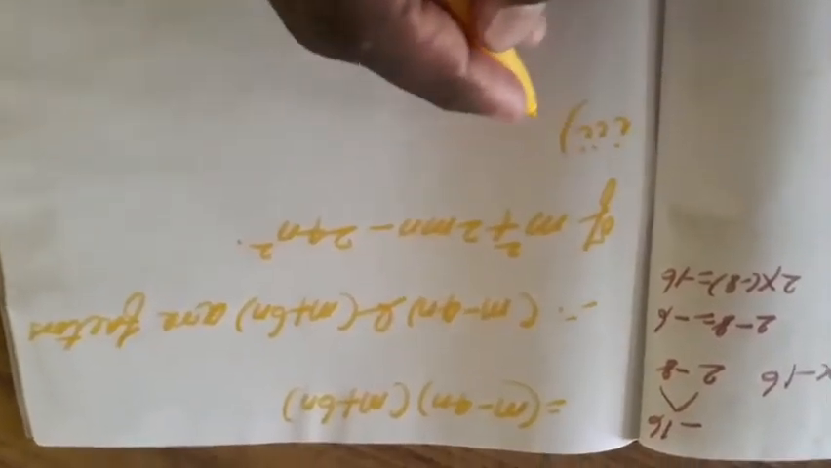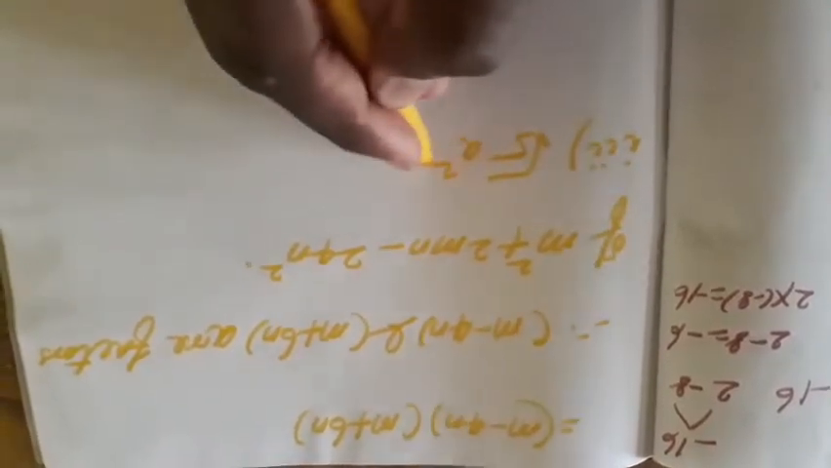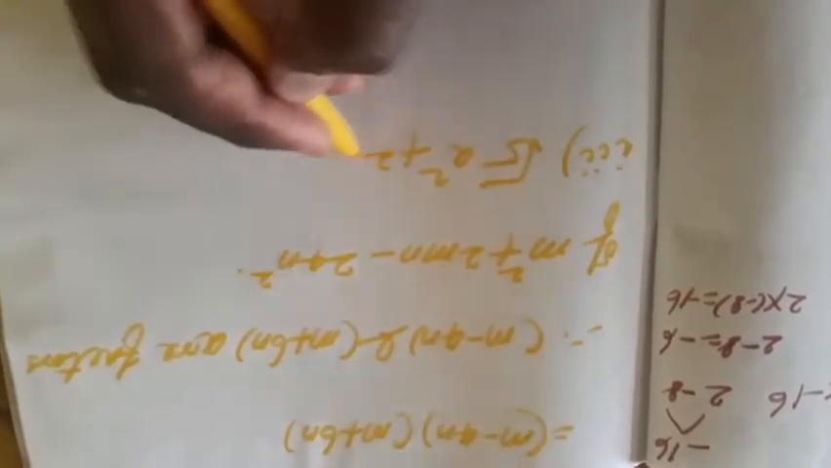Next, let's see the third one. What is the given question? Root 5 into a square plus 2a minus 3 into root 5.